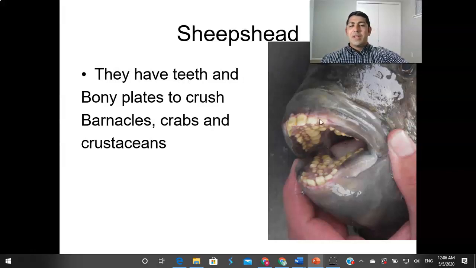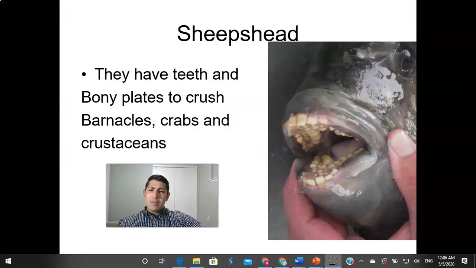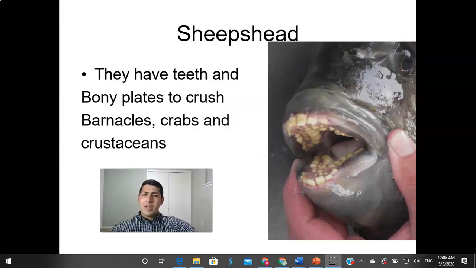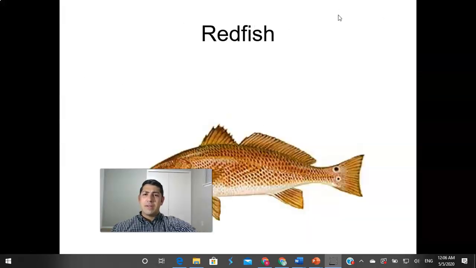So if you're ever looking to try to get these, like at South Padre Island or anywhere else, you want to look for pylons or anywhere you can see barnacles or crabs kind of accumulating, because that's what they primarily eat.